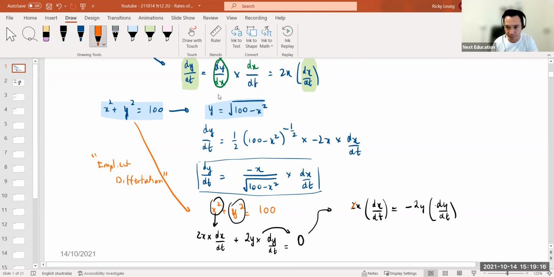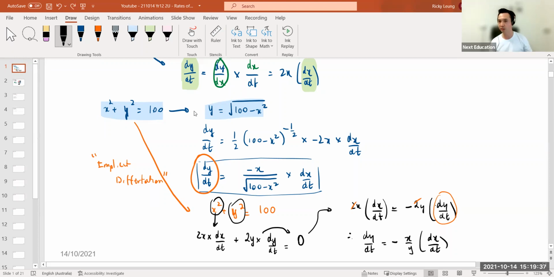Now, let's simplify this, right? The 2's cancel out. What am I after? dy dt, I want to make this guy the subject. So then throw the negative y over the fence, and you go, therefore, dy dt equals negative x on y times dx dt.